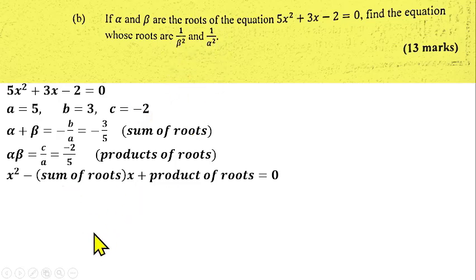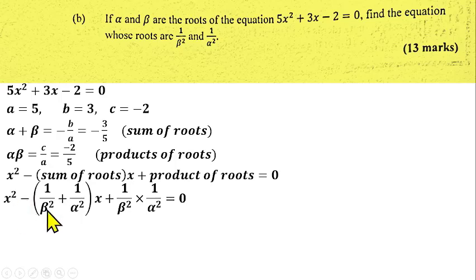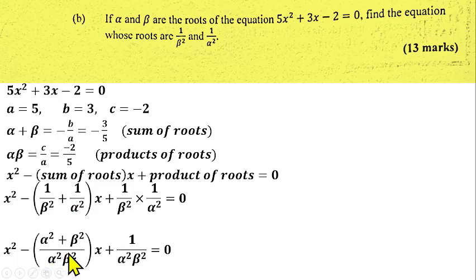So if you sum the roots here, you'll be having x squared minus open bracket, the first root 1 over beta squared plus the second root 1 over alpha squared, into x plus the product of the roots, so that will be this multiplied by this, equals 0. Then from there you can simplify the bracket by finding the LCM, which is alpha squared beta squared. So beta squared in this will give us alpha squared times 1 will give us alpha squared, plus alpha squared in this will give us beta squared times 1 will give us beta squared as well, multiplied by x, plus this times this will give us 1 over alpha squared beta squared, equals 0.